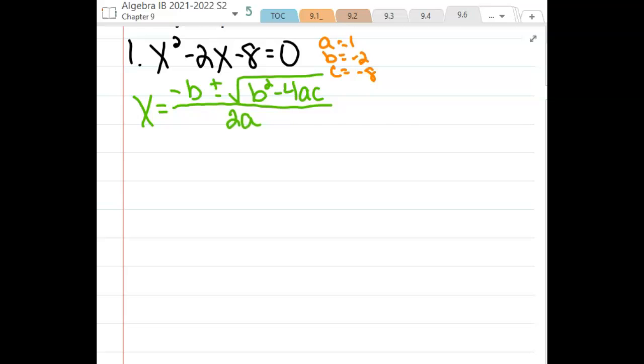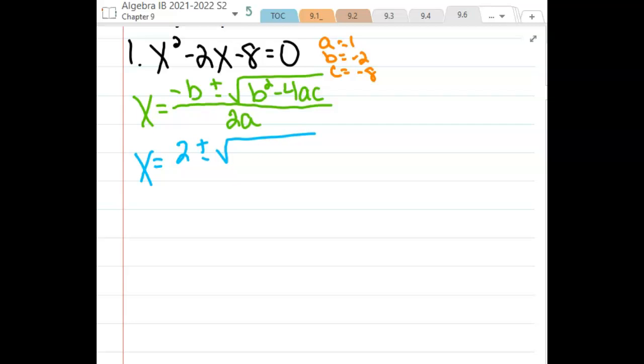Okay, now, the same thing we did on our left-hand side, except it's already written out for you. We're going to take these numbers, we're going to plug them in. So x equals, first thing my formula tells me to do is take the opposite of b. What's the opposite of negative 2? Positive 2. Plus or minus the square root.